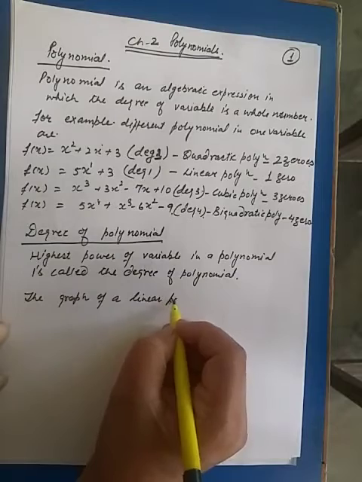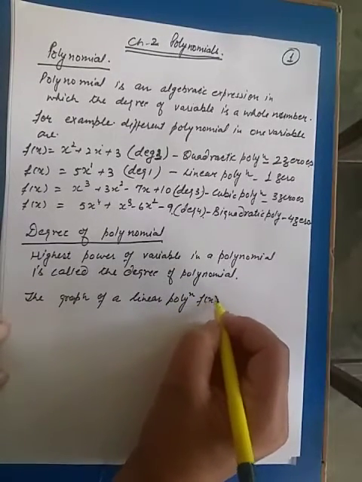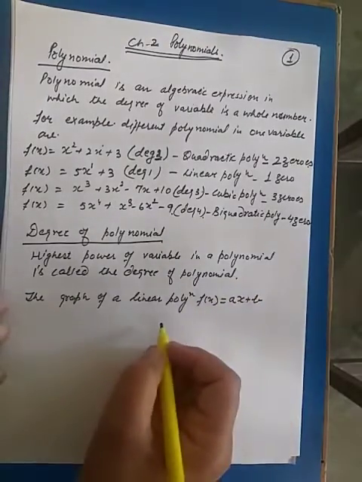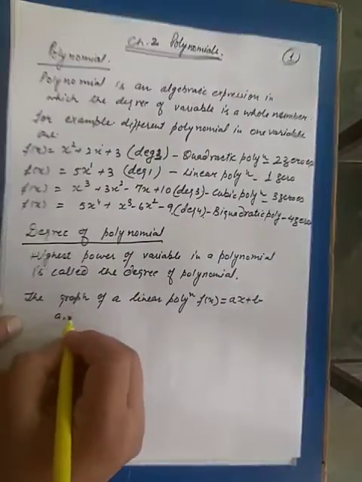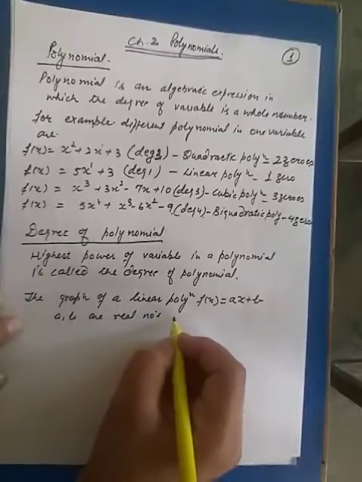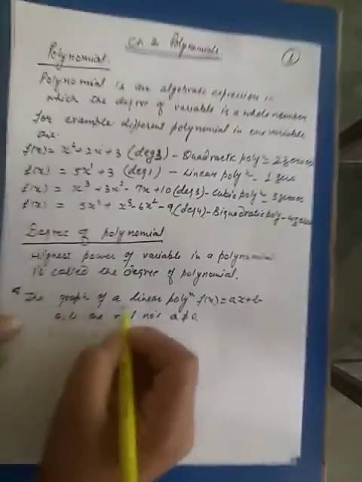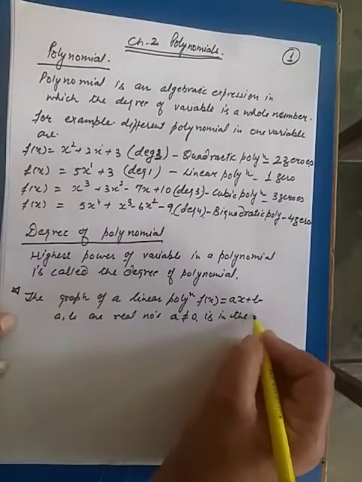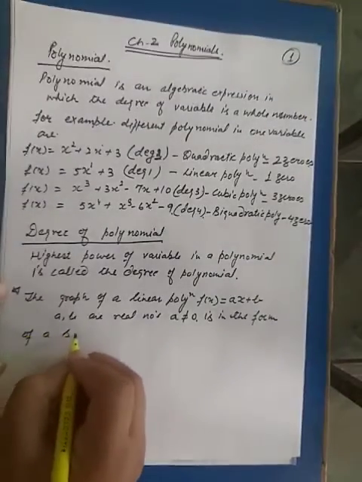The standard form of a linear polynomial is f of x equal to ax plus b, where x is the variable, a and b are real numbers and a is not equal to 0. So what will be the graph of a linear polynomial? It is in the form of a straight line.